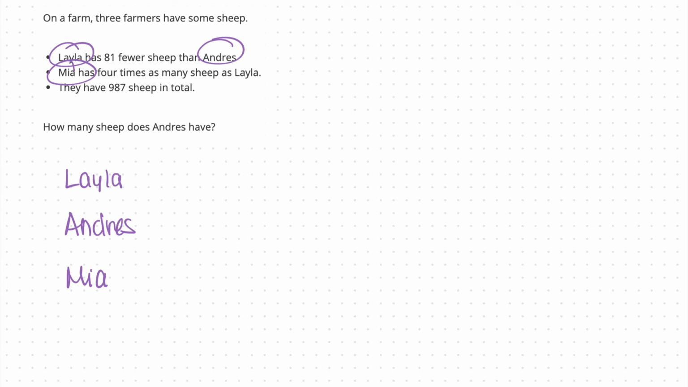Andres'. But I'm going to start with this part here where it says Mia has 4 times as many sheep as Layla. So if that's the case, then Mia is going to have 4 of what Layla has. Layla's going to be represented like this, and that represents the 1, which means that Mia needs to have the same thing as Layla, but we need to draw 4 of these. So now in our model, we can see that Layla is this, and Mia has 4 times as much as Layla. So we've done this part of the problem.